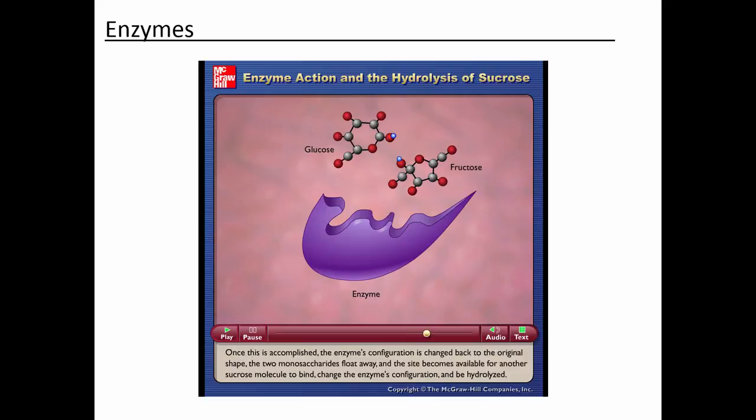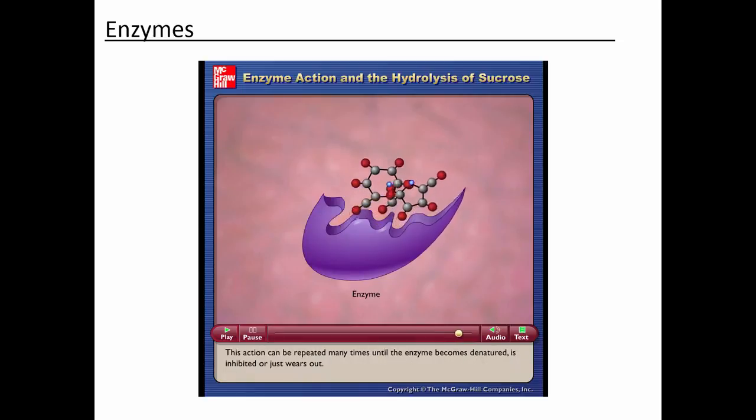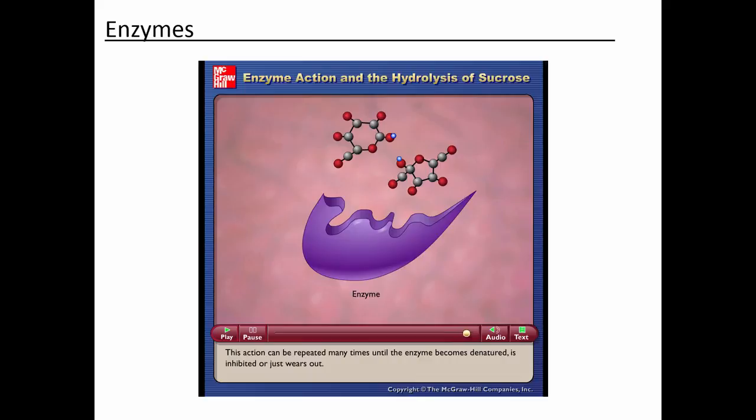Once this is accomplished, the enzyme's configuration is changed back to the original shape. The two monosaccharides float away, and the site becomes available for another sucrose molecule to bind, change the enzyme's configuration, and be hydrolyzed. This action can be repeated many times until the enzyme becomes denatured, is inhibited, or just wears out. Okay, so that described enzymes for you.